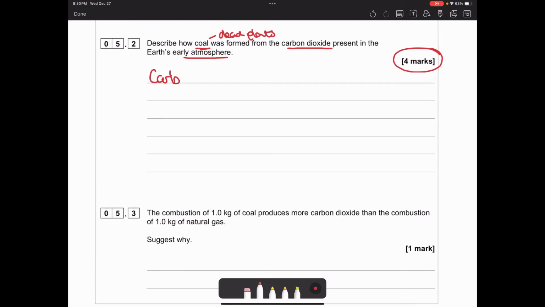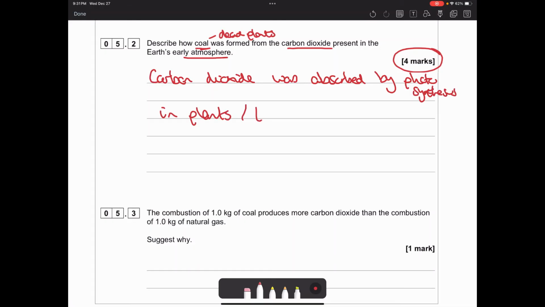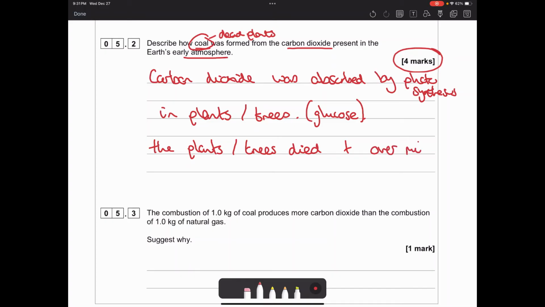So how is it linking to carbon dioxide present from the Earth's early atmosphere? Well, I would say carbon dioxide was absorbed by photosynthesis in plants and trees. So it was converted into the glucose in the plants and trees. What then happened to turn it into coal? The plants and trees died, and over millions of years, were converted into coal.